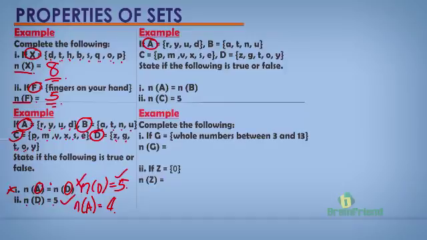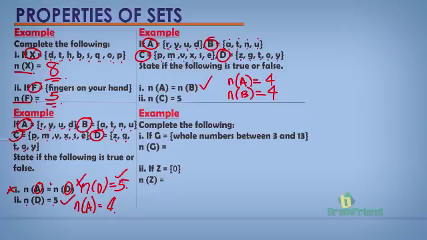Let's take a look at our second example here. If A is the set that has elements R, Y, U, and D, and B is the set that has elements A, T, N, U, C is the set that has elements P, M, V, X, S, and E, while D is the set that has elements Z, G, T, O, and Y. State if the following is true or false. The cardinality of A is equal to the cardinality of B. We need to confirm if this is true by doing a count of the number of elements in A and doing the same for B. Let's quickly do a count for the number of elements in A. That would be 1 element, 2, 3, 4. If we did a count for the number of elements in B, we would have 1, 2, 3, and 4. It therefore means that our statement here is very much correct.